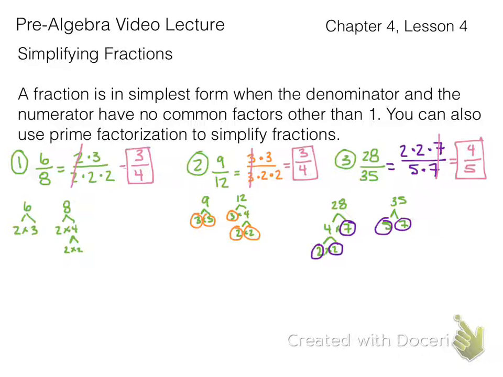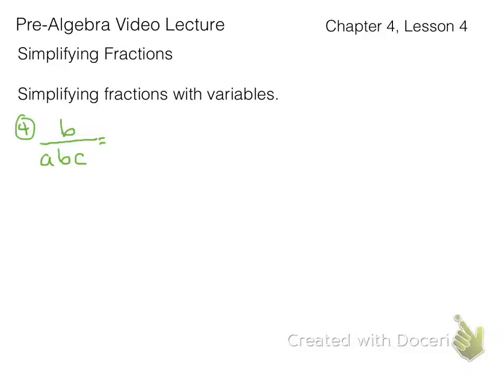Alright, so this is a very short video, but I hope you guys are very good at simplifying fractions by the end of this. Alright, so let's do it now with some variables. What do we have the same on the top and the bottom? Well, we have a b, so we're going to cancel out the b.